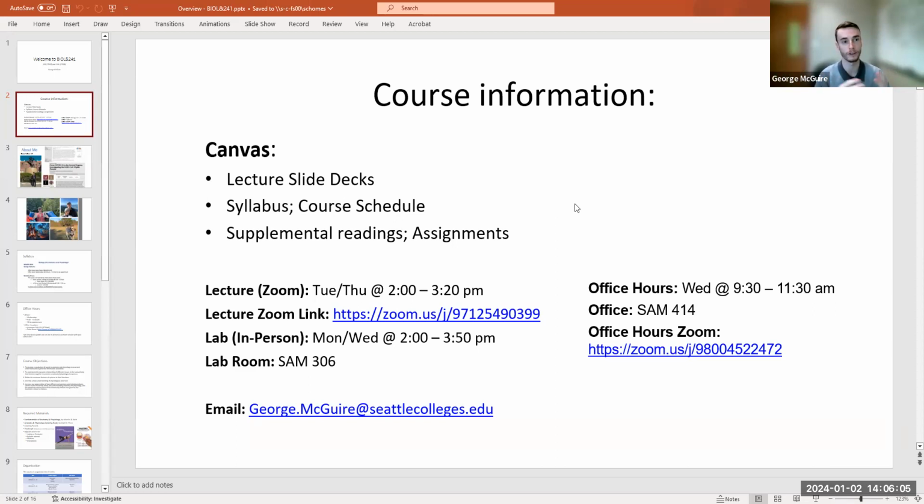So that is the third floor. If you take the stairs or come out of the elevator, just turn left and follow that hallway and you'll find it. So Monday and Wednesday at 2 p.m. until 3:50. We get a little bit longer for lab, and those will be in person.